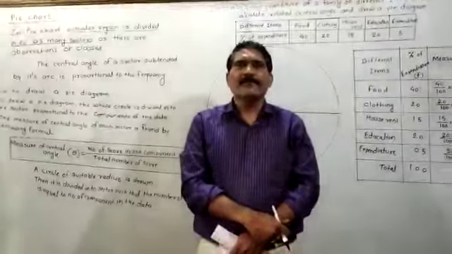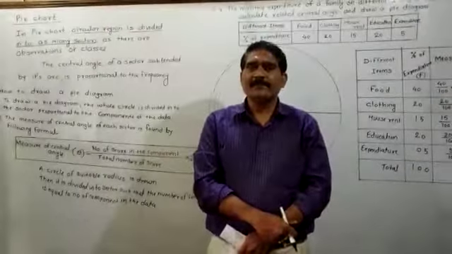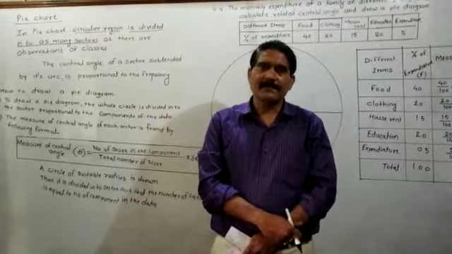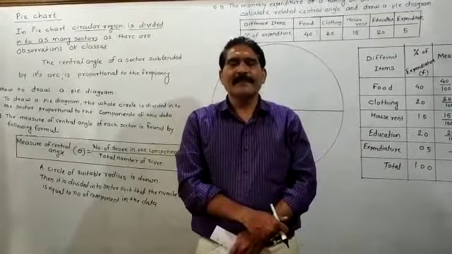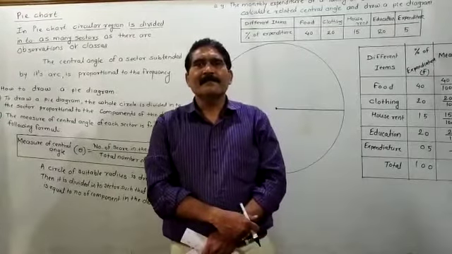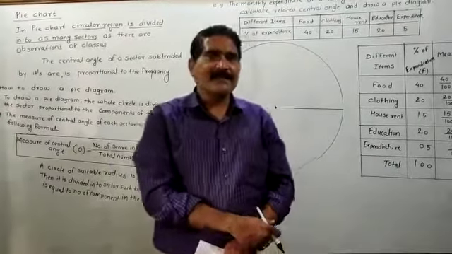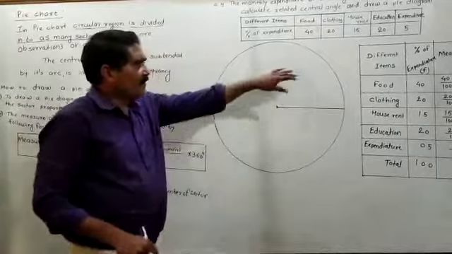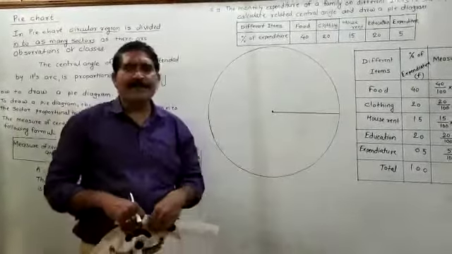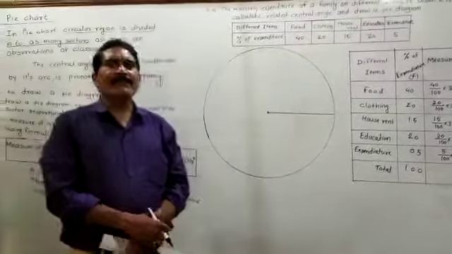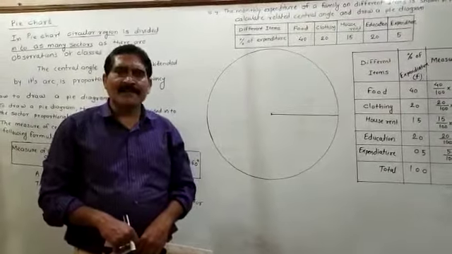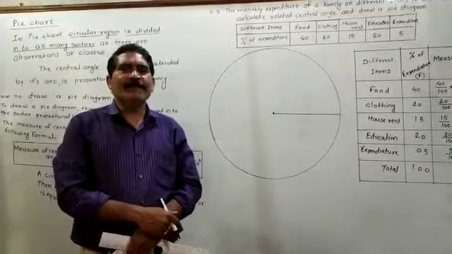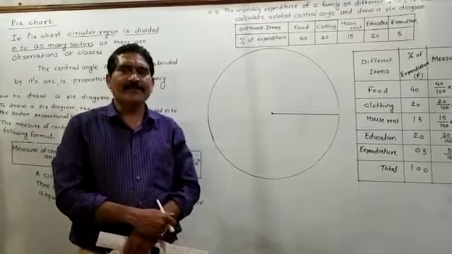Today we have to start with the new topic, the pie chart. Pie chart means how the data you will represent in the form of the pie chart. This is the circle, you have to divide the circle into the different sectors, and you have to implement the data in this circle by calculating the central angle. Step by step I will explain the steps how you have to draw the pie chart.